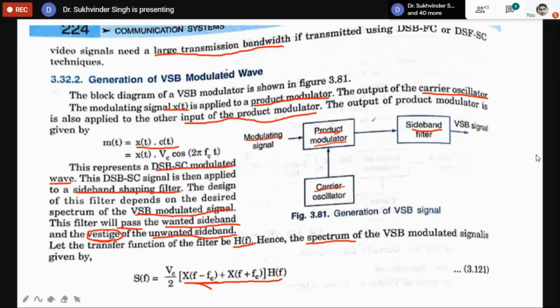At the output, we will get a double sideband suppressed carrier or single sideband, which will pass through the band pass filter or sideband filter. This sideband filter is constraint relaxed. Constraint relaxed means it can take some of the frequencies outside the bandwidth. That is, some unwanted frequencies, the vestige, it can take. So this condition of constraint relaxation results in easy development of the filters required for the vestigial sideband modulation technique.